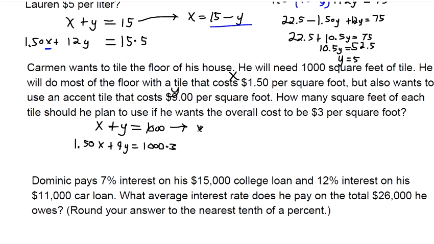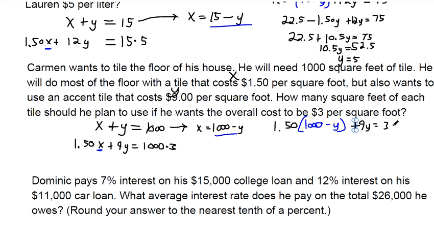And just like in the last one, we want to get one of the letters by itself. So I'm going to subtract y from both sides. And now I have something to plug into this equation down here. Instead of x, though, I'm going to write 1,000 minus y. So I've got this copied down. Now I need to do plus 9y.